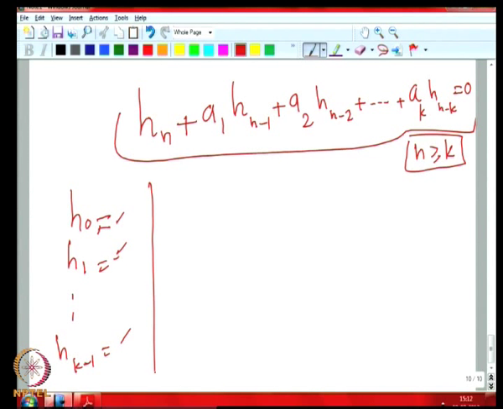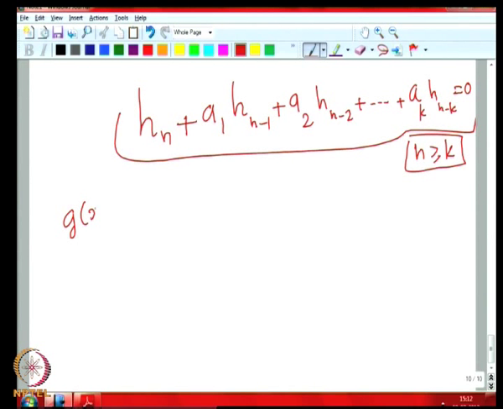Now, if you remember, the method was that we wrote g of x equal to h0 plus h1 x plus h2 x square plus and so on. Here we have hk x raised to k and so on.